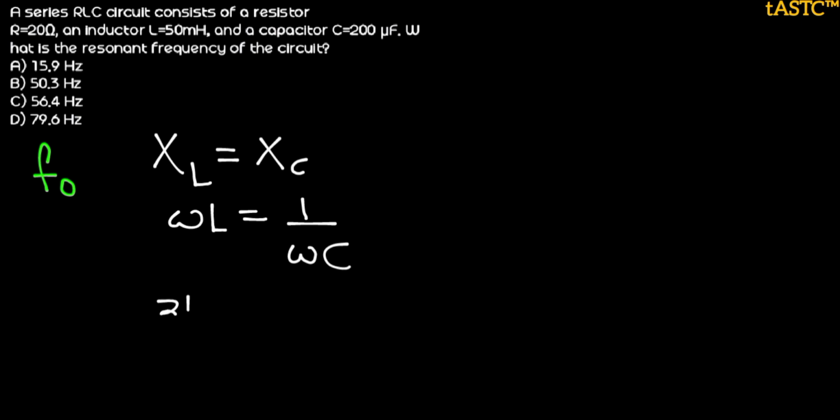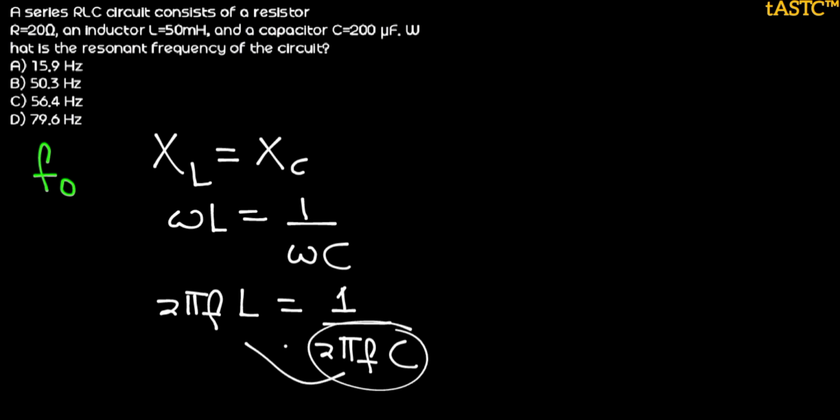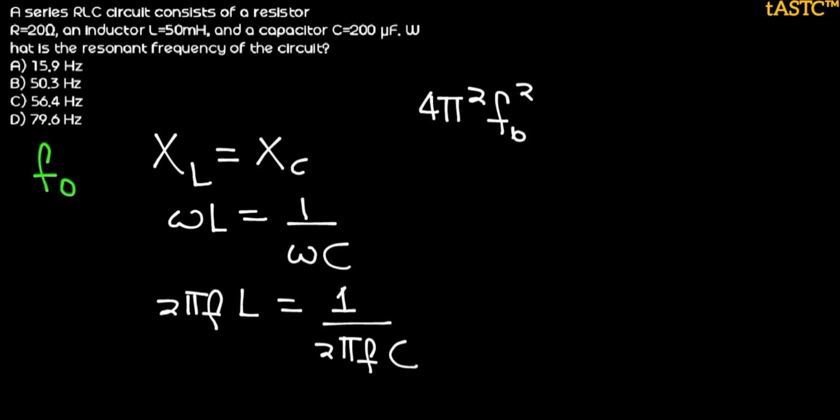So this is going to be 2 pi f multiplied by L. And on this side, we're going to have 1 divided by 2 pi f, and we're going to have a C right there. So we need to find f. Now we're going to take this and multiply it with this other one. So that should give us 4 pi squared, and this is going to be f squared. So this is f naught.